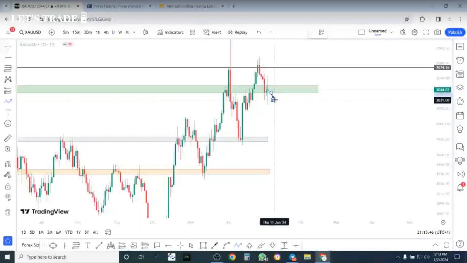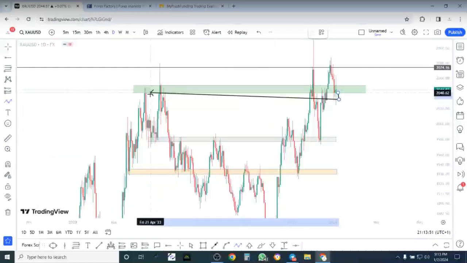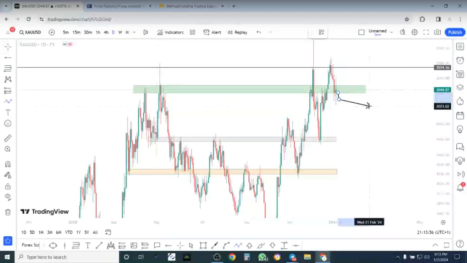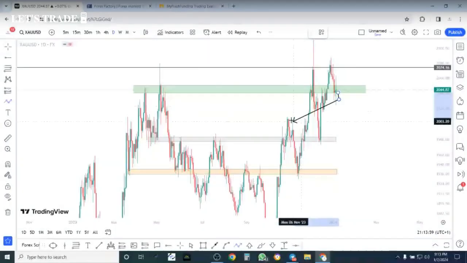So if a daily bearish candlestick closes below this zone that I plotted on the daily time frame, then the next day I'll go to the lower time frames and start looking for bearish opportunities until we come into the 2006 area.